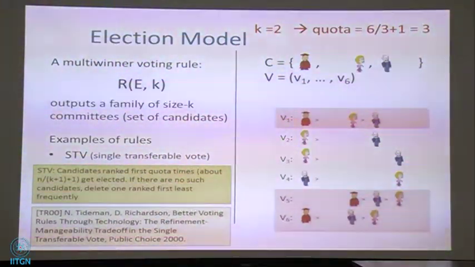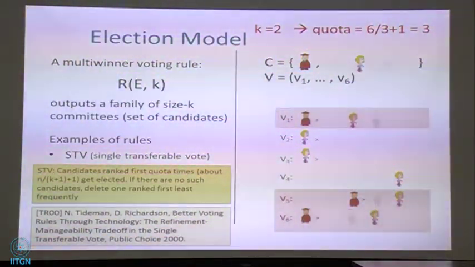Now we still have 1 candidate to select. So the quota is still 3. No one has 3 votes. So we delete the candidate with the smallest number of votes. That's the blue guy. So we delete him. And now the pink lady is selected in the committee. So the pink lady is here.